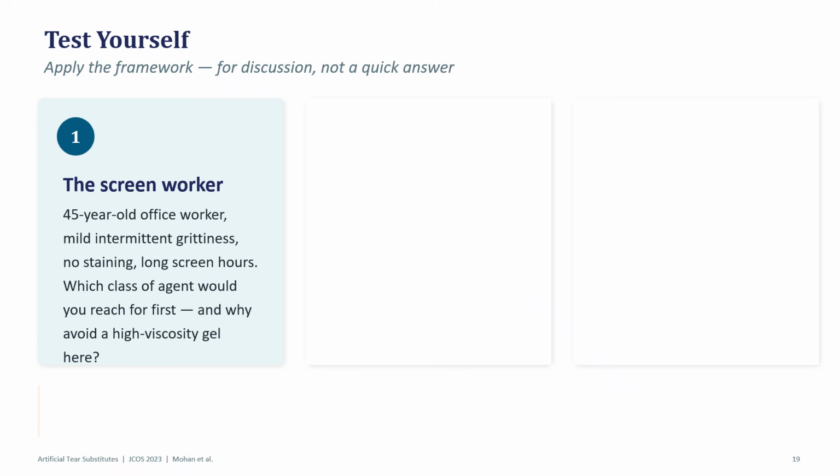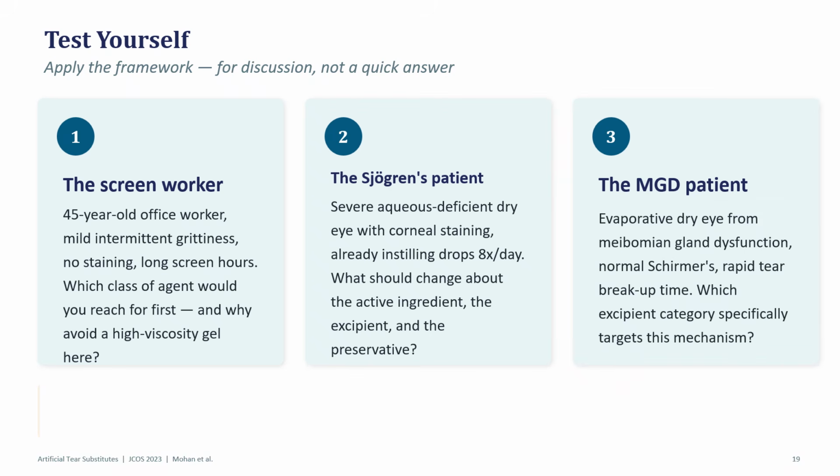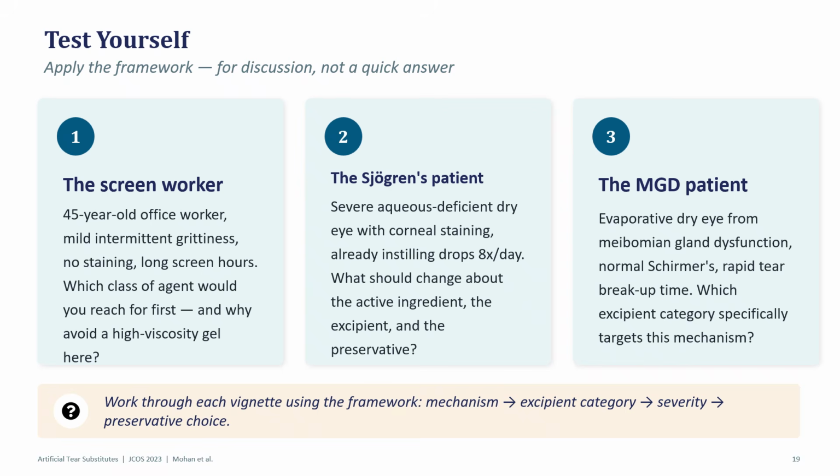Let me end you with something to ponder around. I am giving you three scenarios and you think around and see which molecule you have to use. First, there is a screen worker, a 45-year-old office worker with mild intermittent grittiness, no staining, long screen hours. What kind of agent will you use? Second one is a Sjogren's patient, and the third one is an MGD patient. Which type of lubricant will you use for all three of them? Is it the same, or will you customize it? I'm sure at the end of this lecture you should at least be able to tell that it should be customized. So work it out according to the framework and come up with an answer.